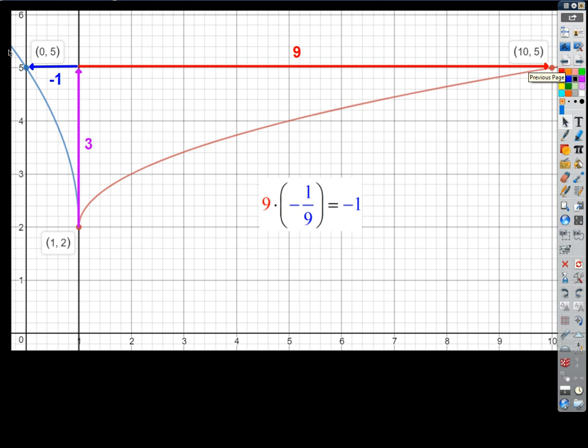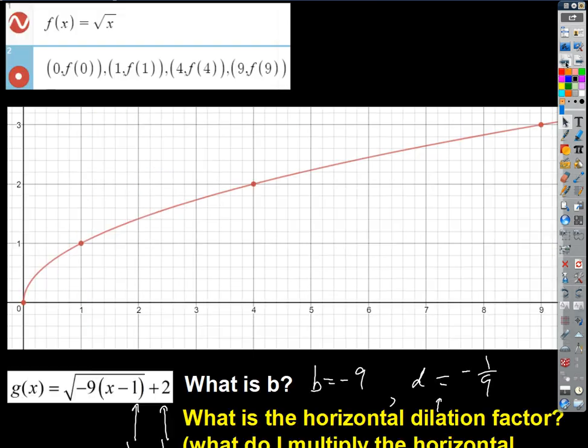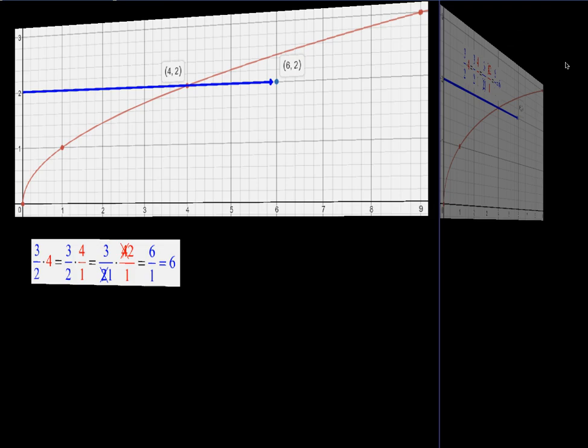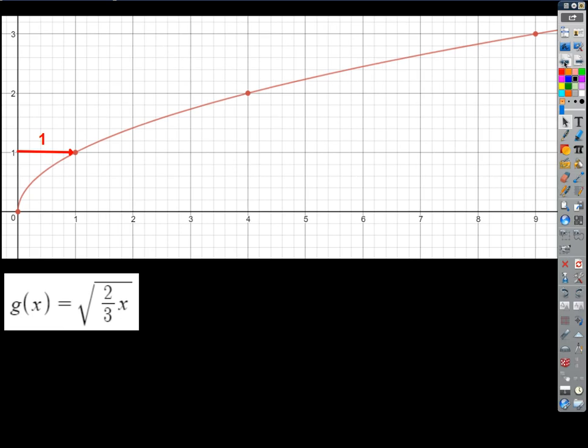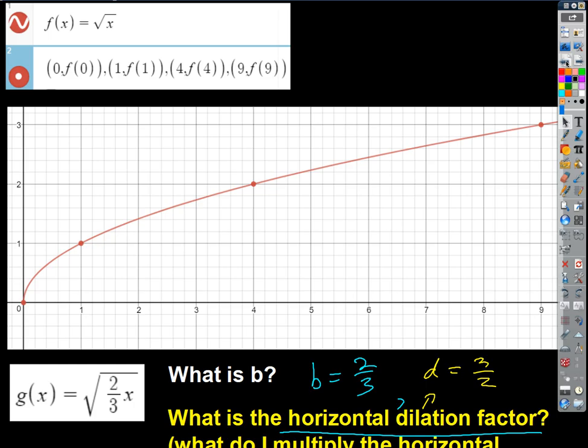Wait, how do you get the 3? Say it again? How do you get the 3? Because for our parent graph, let me go back to this guy, right? We know that for our parent graph, we go over 1 and up 1, we go over 4 and up 2, or we go over 9 and up 3, right? From where? Not from the origin, from the starting point that's at HK.